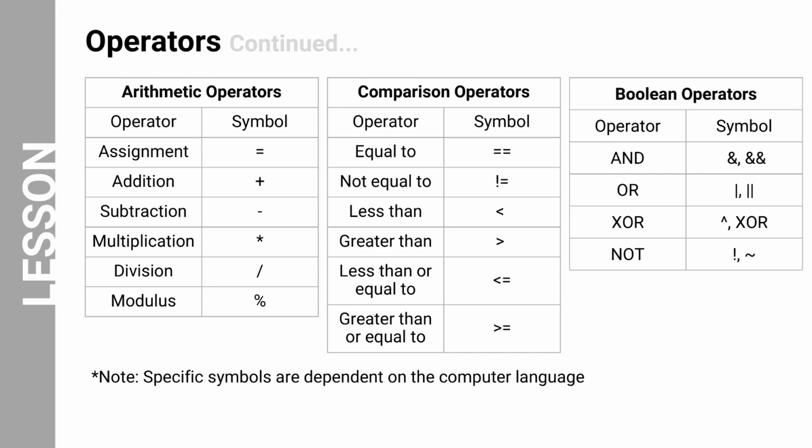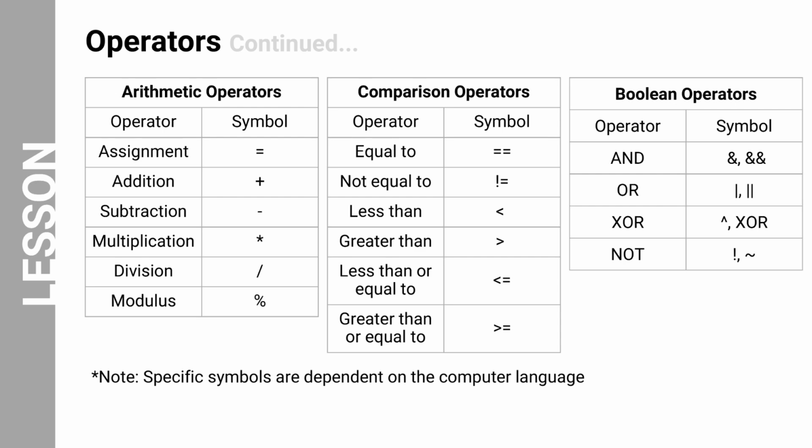Comparison operators allow us to compare two values and return a Boolean result, true or false. For example, the greater than symbol checks if one value is greater than another, the less than symbol checks if one value is less than another, and the greater than or equal to and less than or equal to symbols check for greater than or equal to, or less than or equal to, respectively.